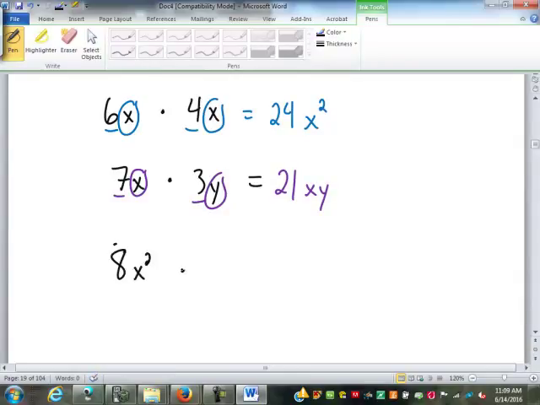So I can have 8x squared times 5x to the 4th. What am I going to get? I combine the counts. What's 8 times 5? 40. Then I combine the names. What's x squared times x to the 4th? Remember, we add the powers. 2 plus 4 makes 6. X to the 6th.